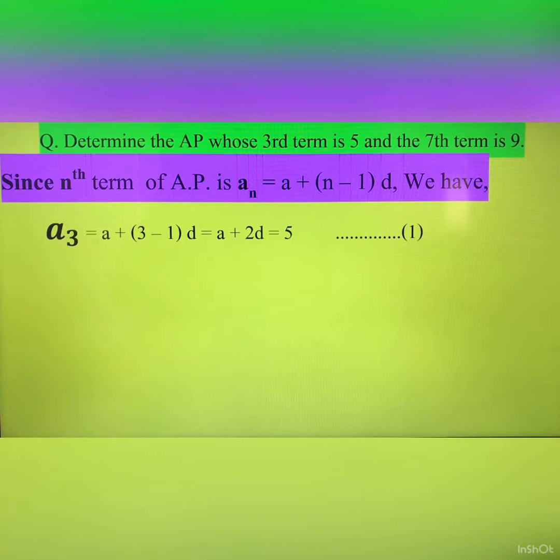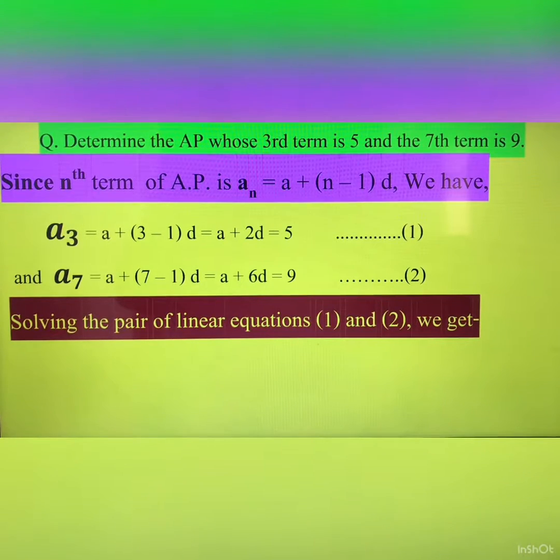That is, A7 is 9, and A7 is defined by a plus (7 minus 1) into d. On simplifying, we will get a plus 6d equal to 9. On solving these equations, we will get a equal to 3 and d equal to 1.